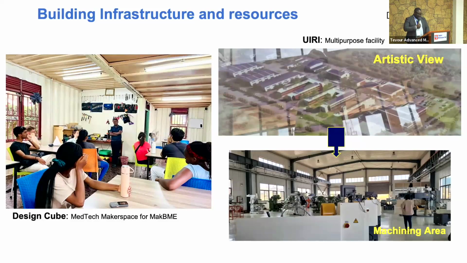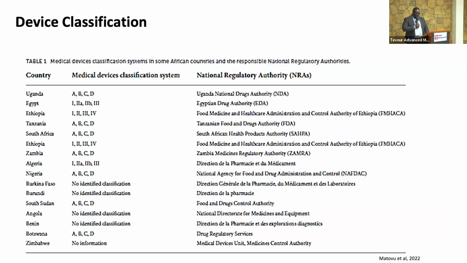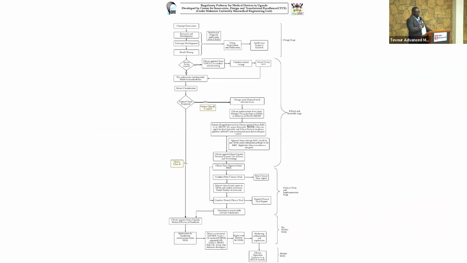Then, of course, device classifications. These are processes that we've been defining with input from the regulators, National Drug Authority, Ministry of Science, Technology and Innovation, Uganda National Bureau of Standards. We've helped to develop these processes. And we've published these papers. I'm not going to go so much into that.